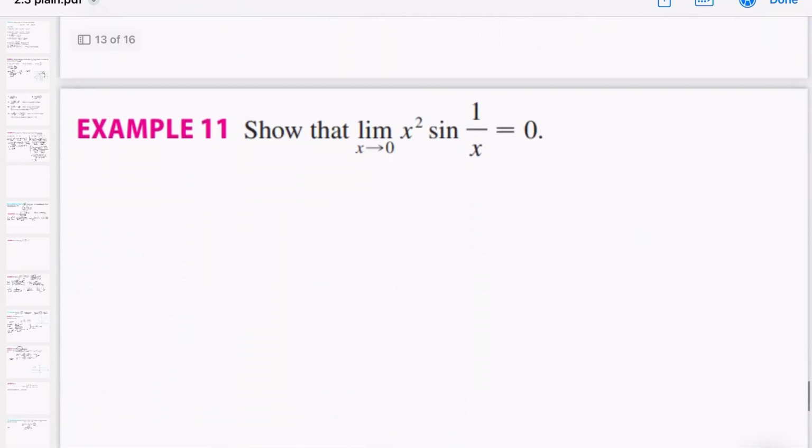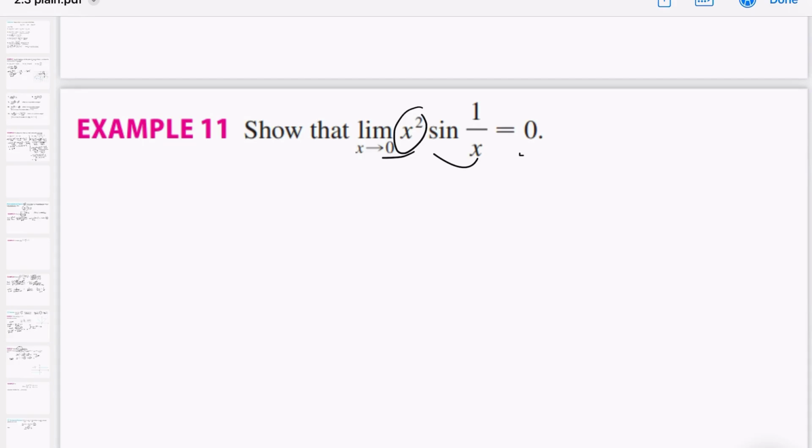We can see this example. It asks, show that the limit of the function x squared times sine 1 over x is equal to 0. First, note that we can't just distribute the limit for x squared and for sine 1 over x and find the limit, because the limit of sine of 1 over x as x goes to 0 does not exist. Instead, we can apply the squeeze theorem.